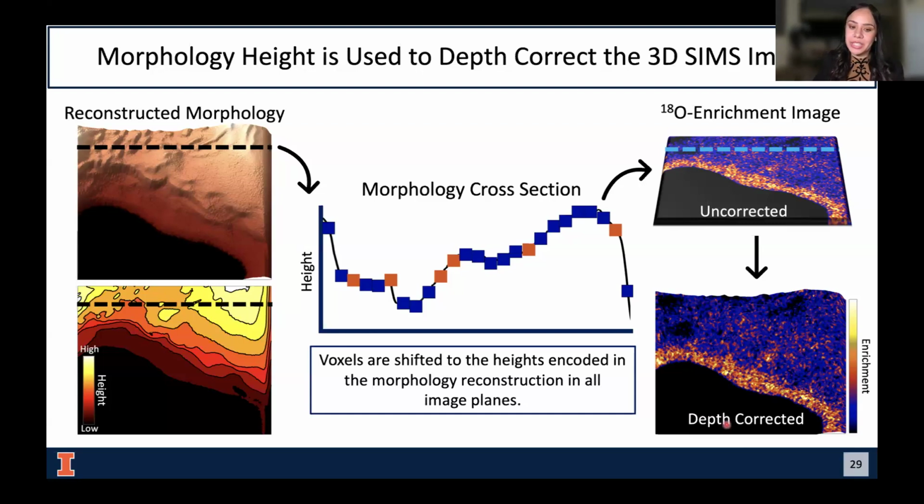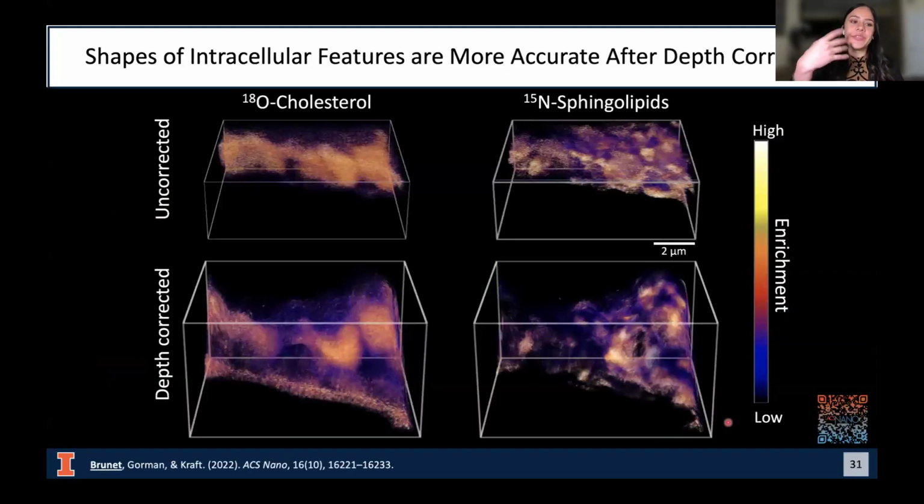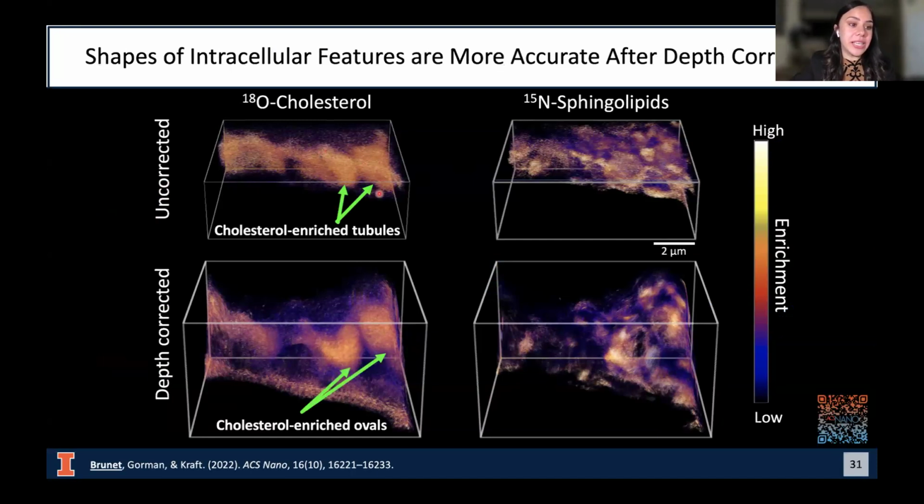Now, this is just for one image plane. When we do it for all of the image planes, then we go from uncorrected, which is shown here at the top, to depth corrected, which is shown here on the bottom. So let's just quickly compare how much depth correction improves visualization of the intracellular features. We see these cholesterol-rich tubules. They appear to be tubes on the uncorrected image. And then when we depth correct the images, what were tubes are now more like spheres.